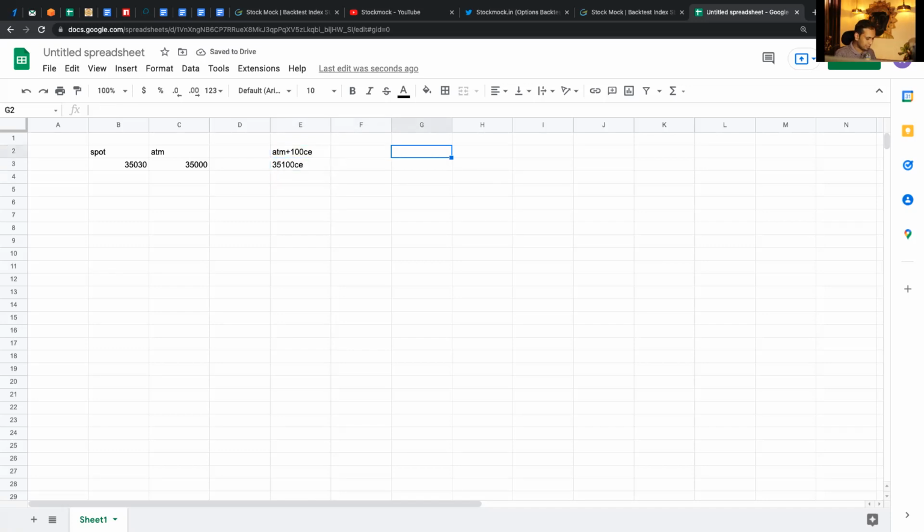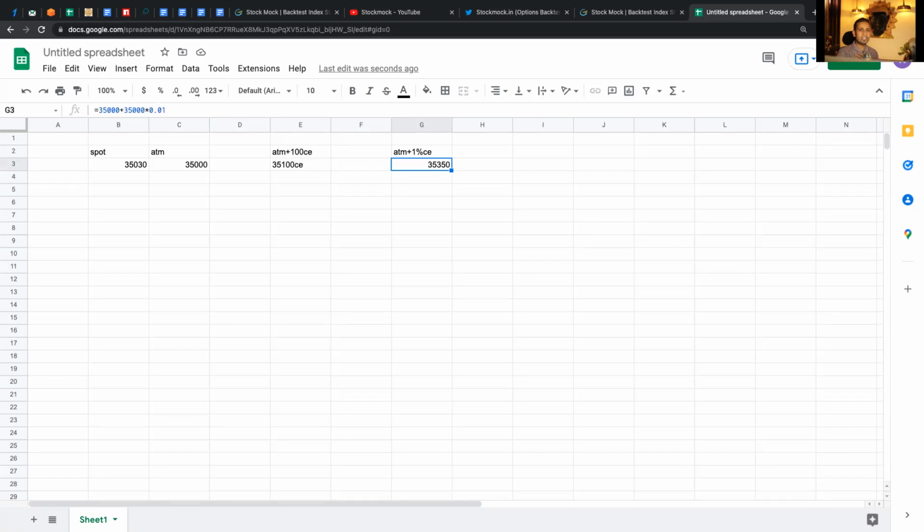But what if today somebody says, I want to choose ATM plus 1% call? Now, please understand this. They want to choose the call which is 1% far away from ATM. So what we'll do is calculate 1% of 35,000 and add it to 35,000. So it will be 35,000 plus 1% of 35,000. Okay, so 35,000 into 1%, which is 0.01. So the strike comes out to be 35,350.